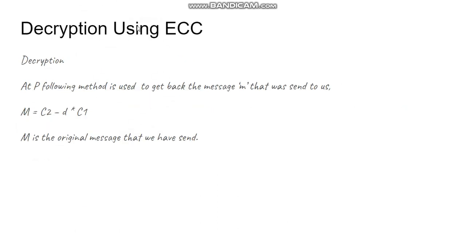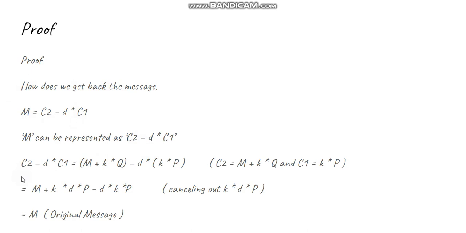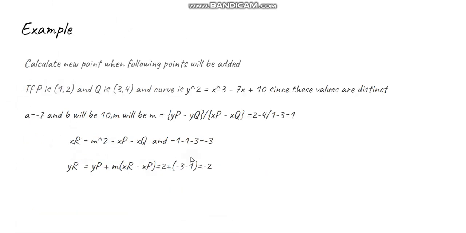So finally, how will decryption be done? Decryption will be done with the help of this process. When you apply this one, you can get the original message. So this is the proof behind this one. Let us see some examples of this ECC algorithm.